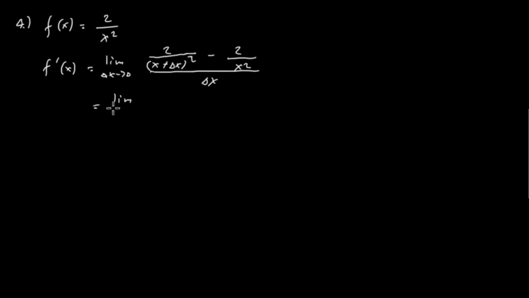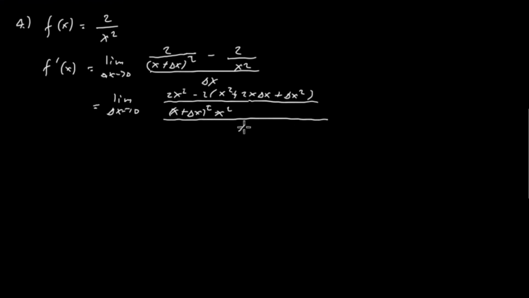Simplify. So the limit of delta x approaches 0, and the least common denominator, which is (x plus delta x) squared times x squared. The numerator is 2x squared minus 2 times the simplification of (x plus delta x) squared, or x squared plus 2x delta x plus delta x squared, close parenthesis, and divide by delta x.